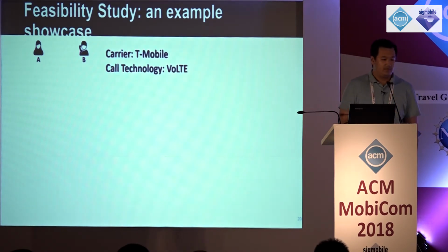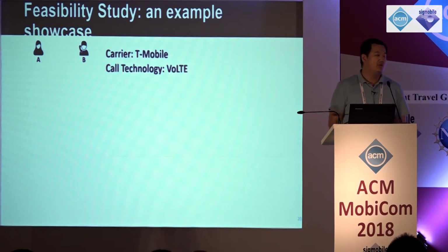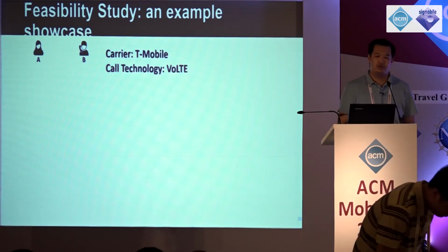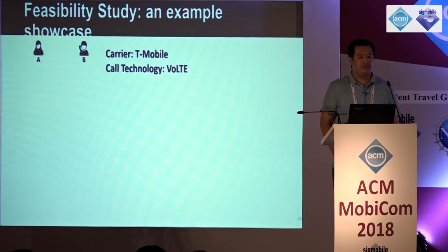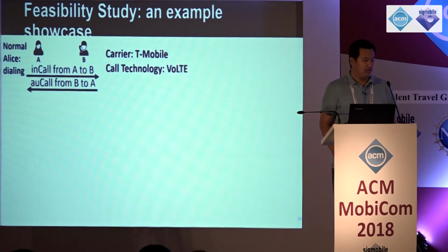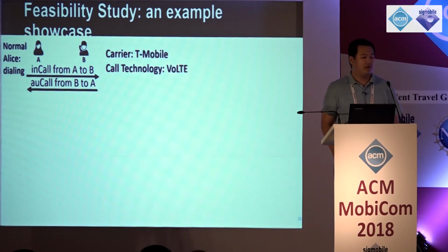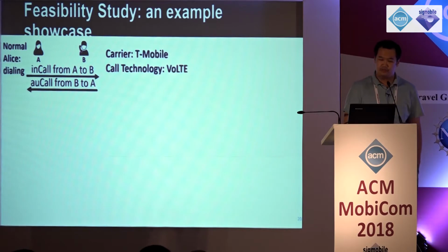Say Alice and Bob are both using T-Mobile Voice over LTE, and we will consider three scenarios. We want to see whether the signaling message is different when Alice is in a different state. The first case is the normal case. Alice is the real caller and makes a phone call to Bob, and Bob makes a verification call back to Alice when Alice is in the dialing state.